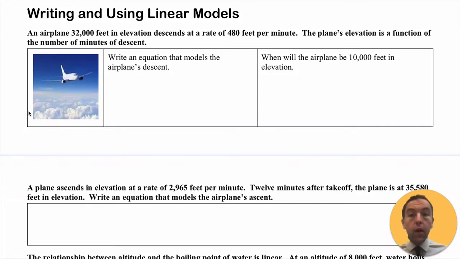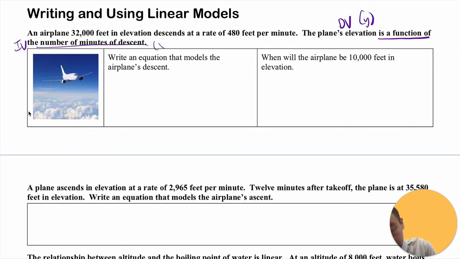First of all, here we have an airplane that is at 32,000 feet in elevation, and it's descending at a rate of 480 feet per minute. The plane's elevation is a function of the number of minutes of descent. Based on our previous discussion of "is a function of," remember that means the dependent variable is always a function of the independent variable. So in other words, this is like your y is a function of your x.